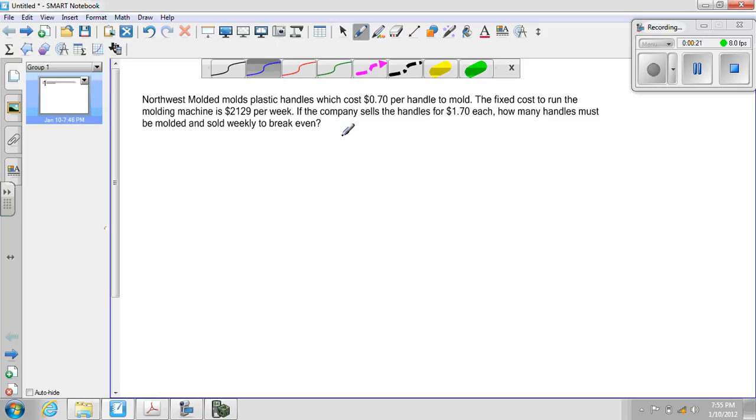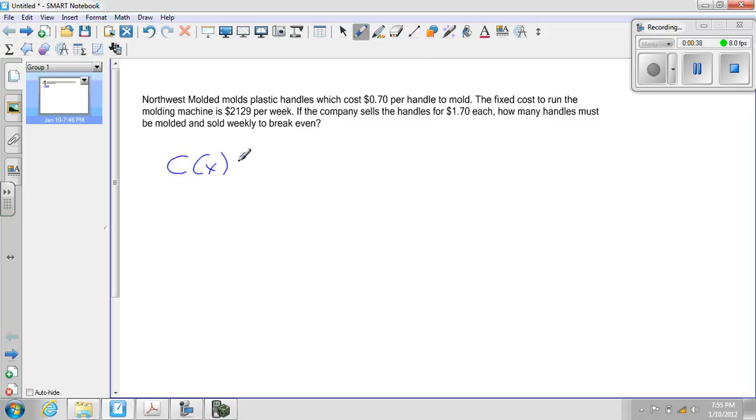So in this case, we're going to be making some plastic handles, and the cost of each handle is 70 cents to make. Plus, there's a fixed cost of $2,129 per week to make these things. So the cost of each handle, X, is equal to $21.29, our fixed cost, plus 0.70 times every single handle that we make, that would be X. Or if I want to write it in my more y equals mx plus b form, I would have 0.70x plus 21.29. That is our cost.